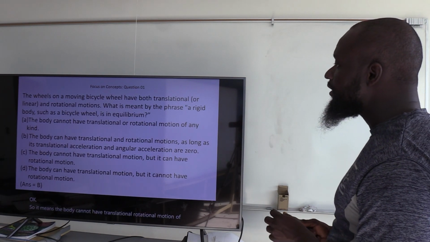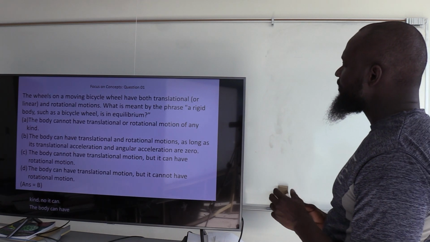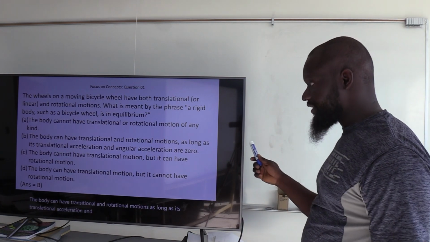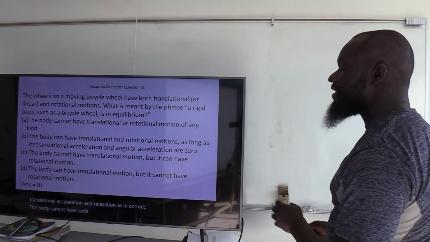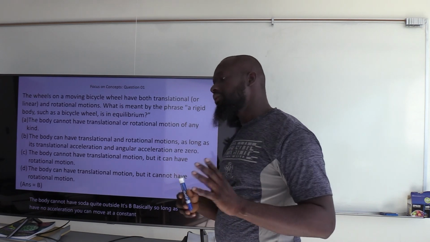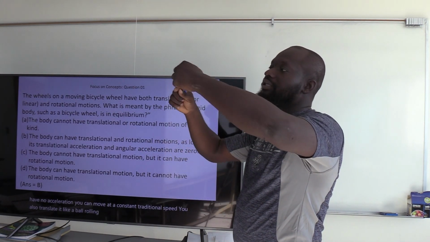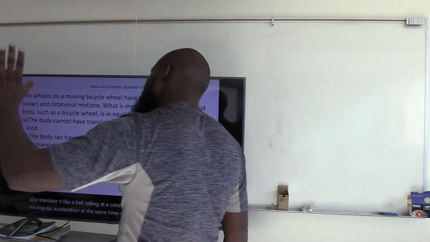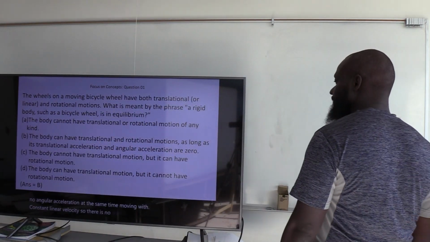No, it can. The body can have translational and rotational motions as long as its translational acceleration and angular acceleration are 0. Correct. So the correct answer is B, basically. So long as you have no acceleration, you can move at a constant rotational speed. You're also translating, like a ball rolling at a constant angular velocity. So there's no angular acceleration. At the same time, moving with constant linear velocity, so there is no linear acceleration. Okay.